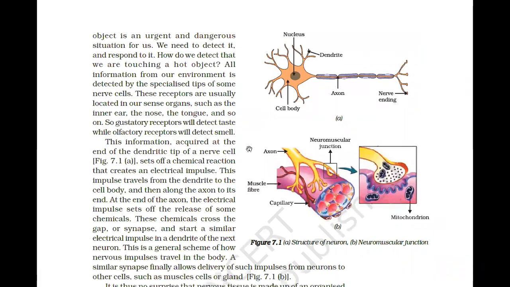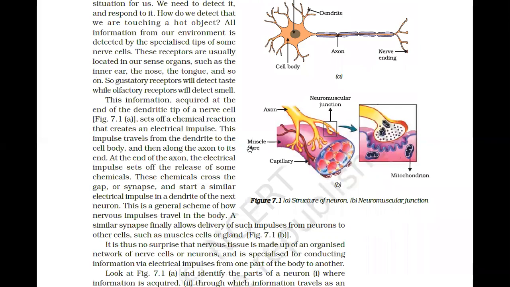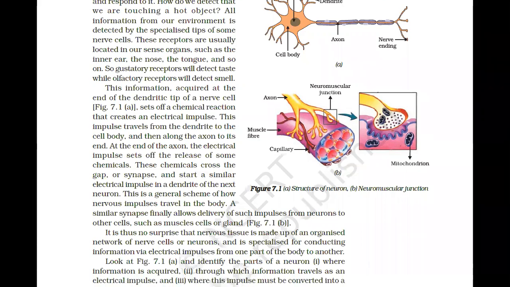All information from our environment is detected by the specialized tips of some nerve cells. These receptors are usually located in our sense organs such as the inner ear, the nose, the tongue, and so on. So, gustatory receptors will detect taste, while olfactory receptors will detect smell.